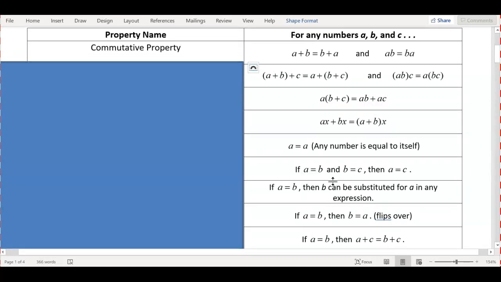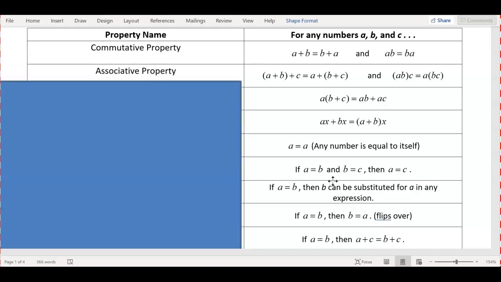If you have A plus B, that also equals B plus A. You can switch the order of terms if you're adding or if you're multiplying. Not dividing, not subtracting. Okay. And you'll know this. For example, 1 plus 2 is 3. Flip it around. 2 plus 1 is also 3. Same thing, right? You can commute. You can move them around.